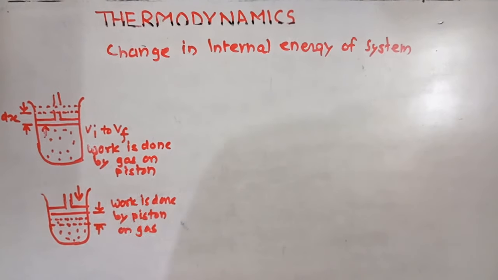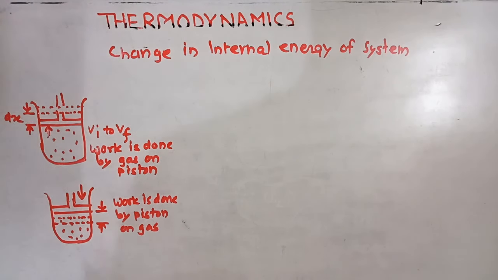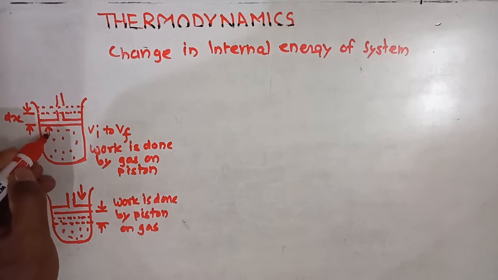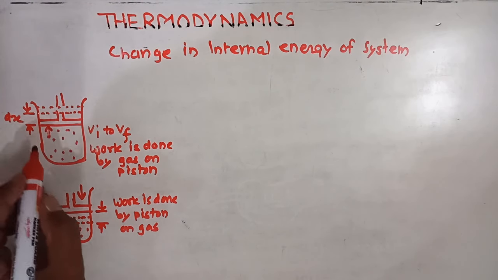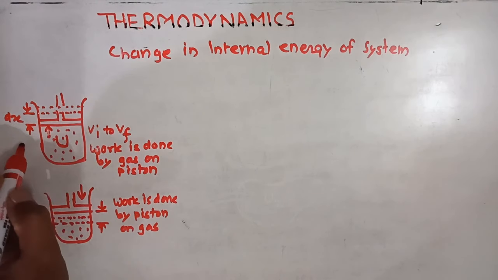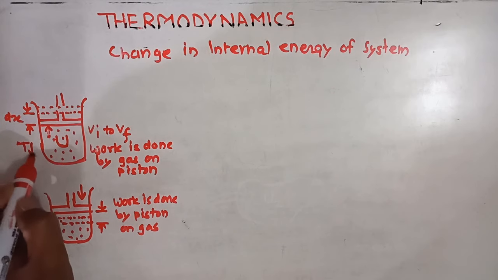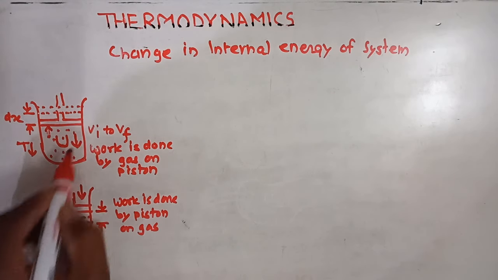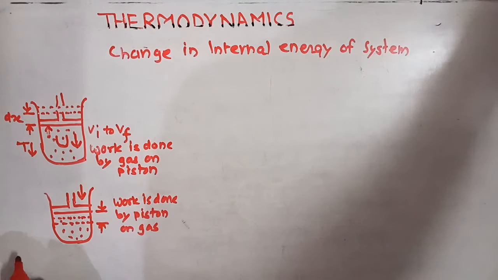Let us see what happens when this piston is moved in upward direction. As I have already mentioned, when the gas molecules strike on the piston, they lose their momentum, and that's why their velocity is decreased. And when their velocity is decreased, their total translational kinetic energy is decreased. As a result, their temperature is also decreased, and that's why the internal energy is also decreased.